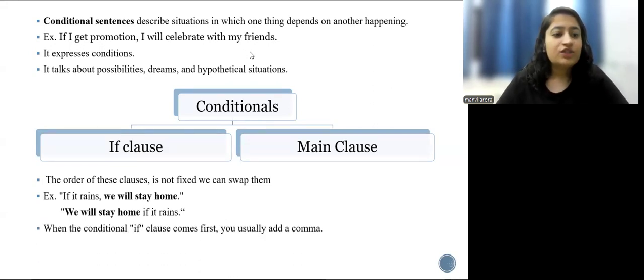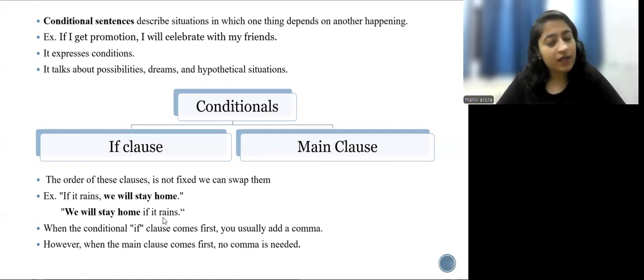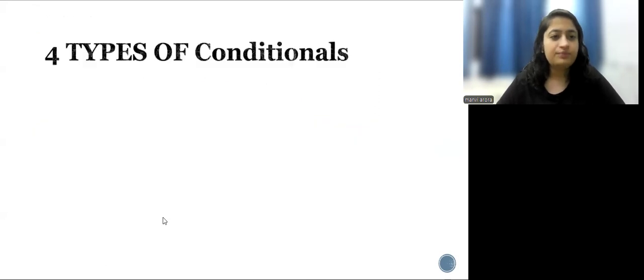When the if clause comes first, we usually add a comma, like here. However, when the main clause comes first, no comma is required. Like we will stay home if it rains. I'll celebrate with my friends if I get promotion. No comma is necessary over there.